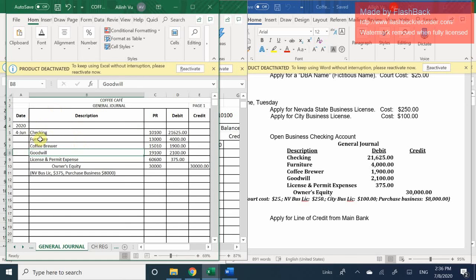Exactly how it's written. So if I wrote my checking and I made it a debit, that means when you go into your general ledger, it's got to be for the checking account and it's got to be a debit, okay? If I'm looking at my owner's equity account, it needs to be a credit because that's exactly what I recorded it as. Okay? So in this case, I have furniture for $4,000.